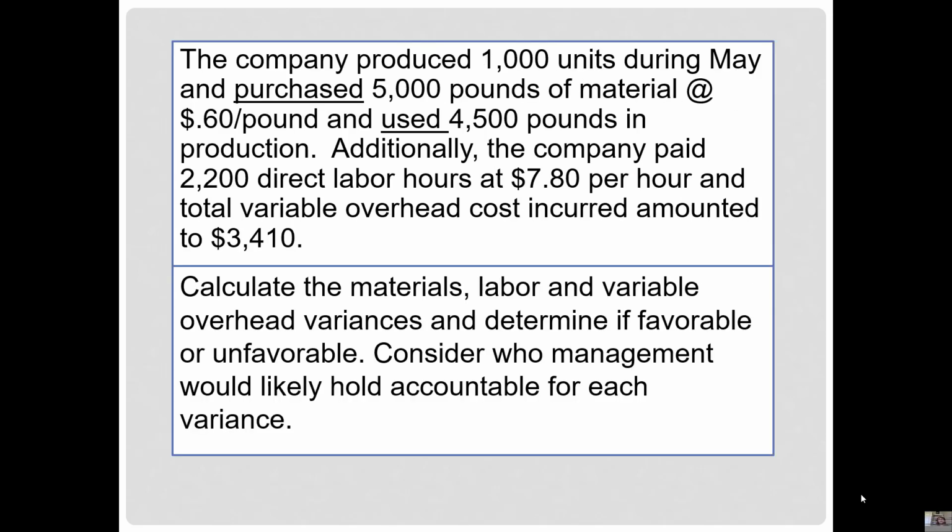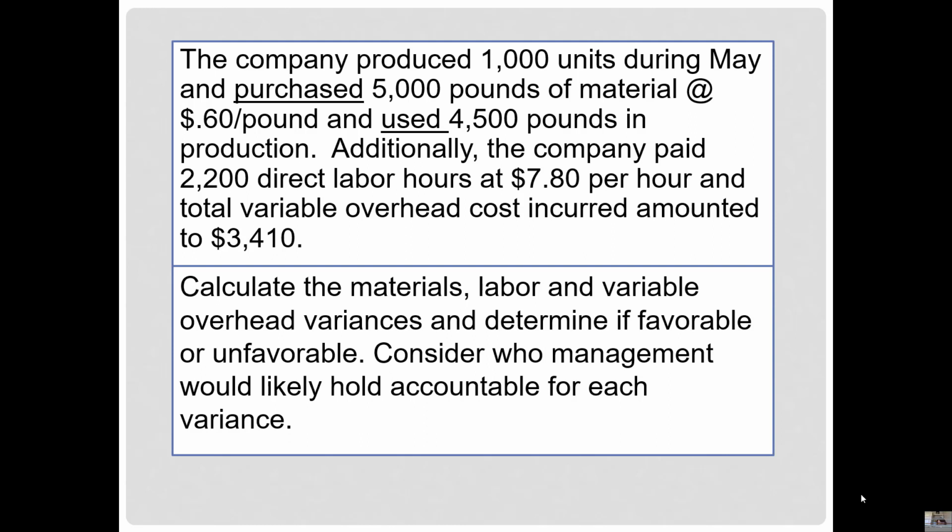The company produced 1,000 units during May and purchased 5,000 pounds of material at 60 cents per pound and used 4,500 pounds in production. Additionally, the company paid 2,200 direct labor hours at $7.80 per hour, and total variable overhead cost incurred amounted to $3,410. Calculate the materials, labor, and variable overhead variances and determine if favorable or unfavorable. Consider who management would likely hold accountable for each variance.